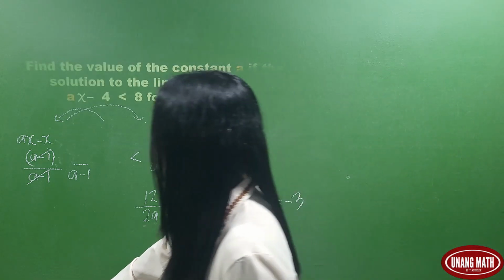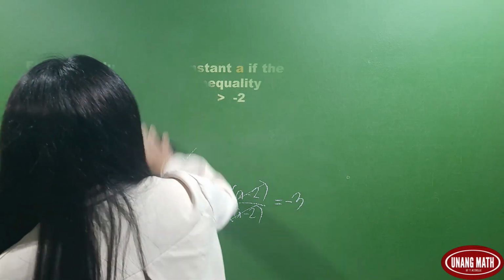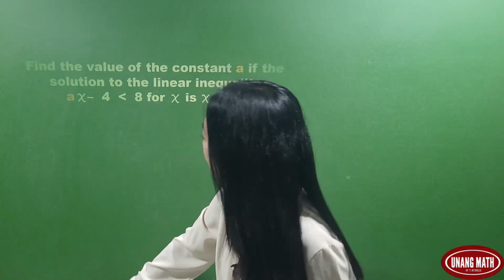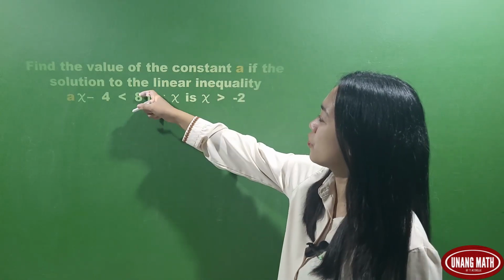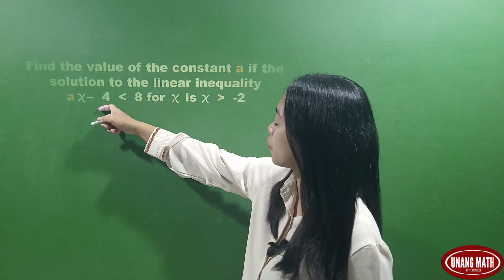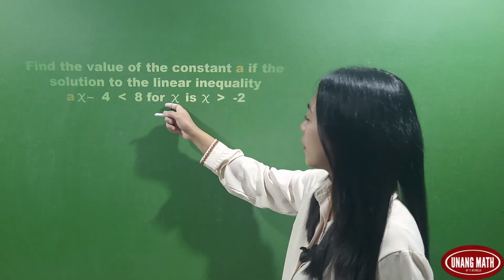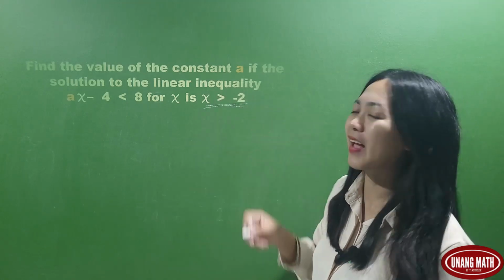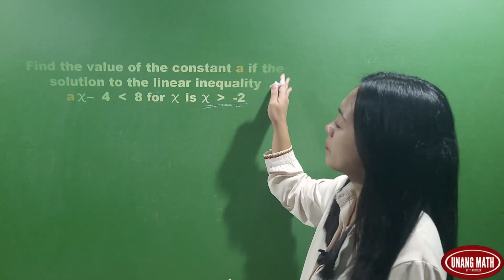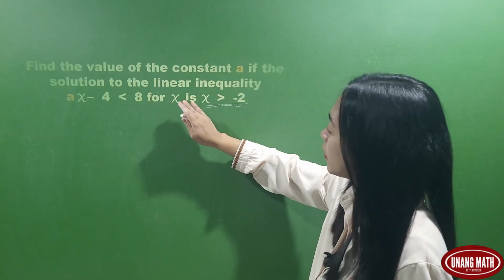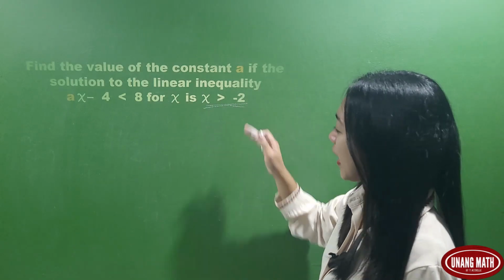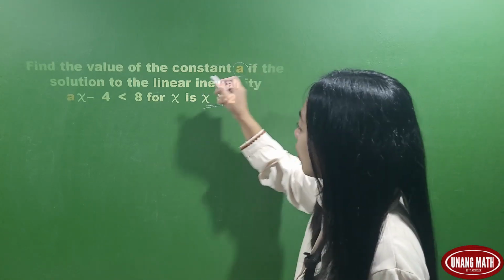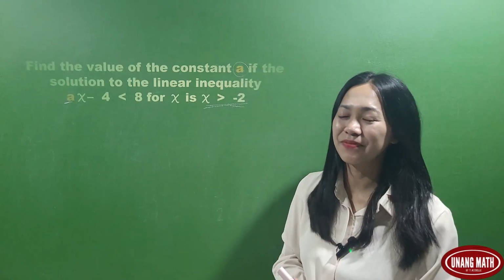Okay, this time, let's answer the following problems. So the first problem is, find the value of the constant a if the solution to the linear inequality ax minus 4 is less than 8 for x is greater than negative 2. So in this problem, they already give the solution, which is x is greater than negative 2.